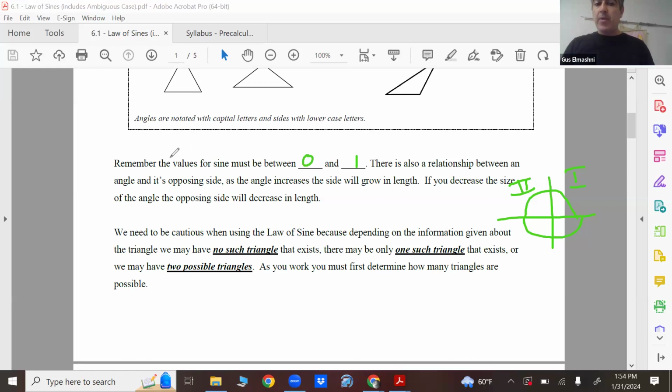There's also a relationship between the angle and the opposite side, right? If you have a bigger angle, do you have a bigger side? Yeah. If you have a smaller angle, a smaller side, totally, right? So expect that.